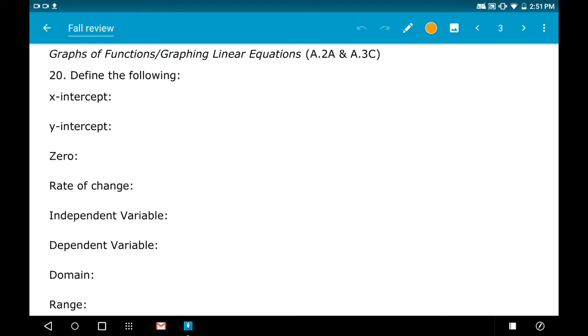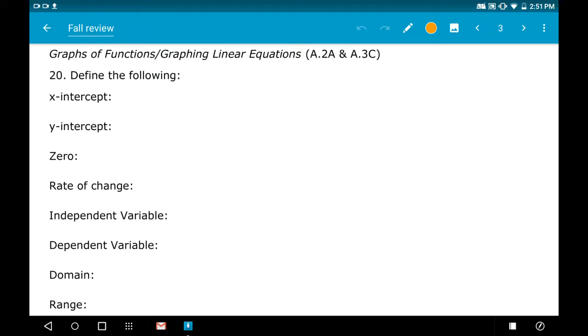The y-intercept is where it hits the y-axis. A zero of a function is the same thing as an x-intercept. So 0 and x-intercept are the same. Rate of change, of course, is our slope, which is rise over run, change in y over change in x, or y2 minus y1 over x2 minus x1. So that's all of our slope stuff.